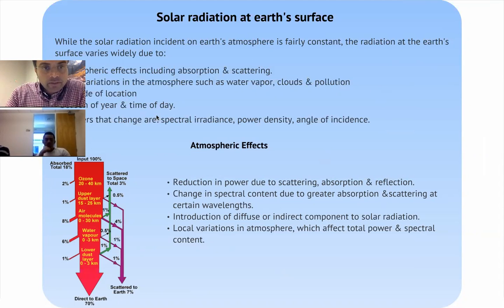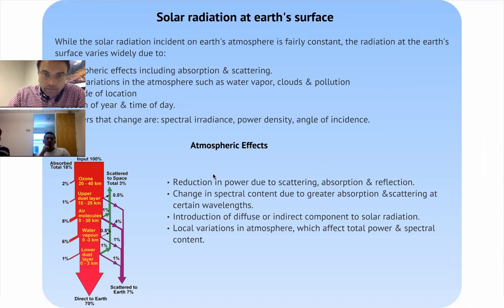So parameters that change, which are important to us, are spectral irradiance, the total power density, and the angle of incidence. And we need to actually be aware of all 3 of these things when we design systems, because typically we want systems that work around the year.